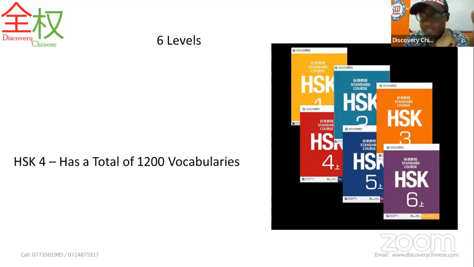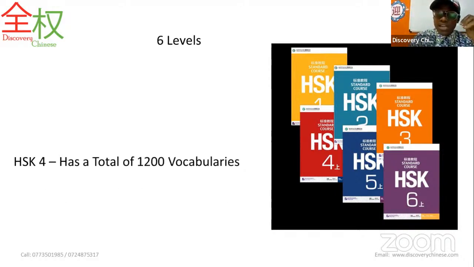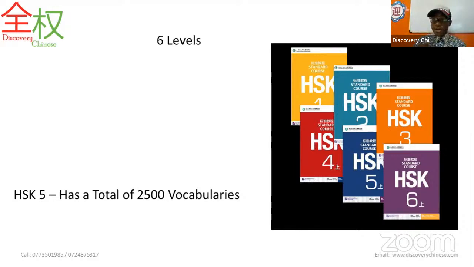You can apply for a year's worth of program, or if you want to do Chinese language and literature, or become a teacher and apply for a course like teaching Chinese to speakers of other languages. China offers a lot of scholarships from this level going forward. Now, when I get to level 5, you add an additional 2,500 vocabularies.